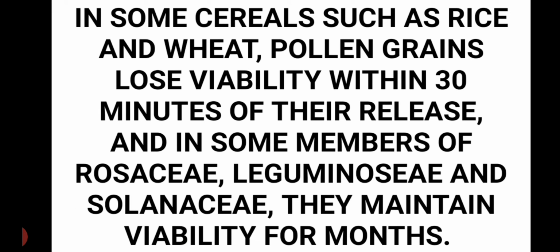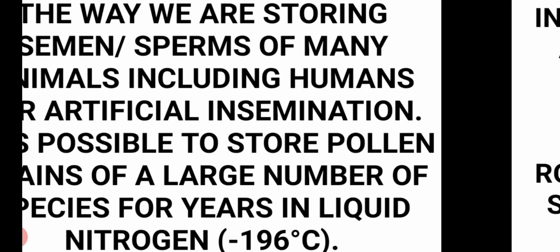Now, in some cereals such as rice and wheat, pollen grains lose viability within 30 minutes of their release. That means when we observe the viability of pollen grains produced in rice and wheat, we will come to know that they lose their viability within 30 minutes after shedding. And in some members of Rosaceae, Leguminosae, and Solanaceae, they maintain viability for a month.